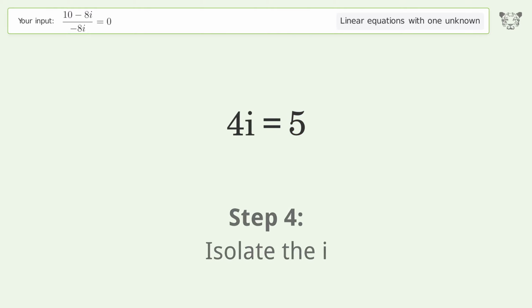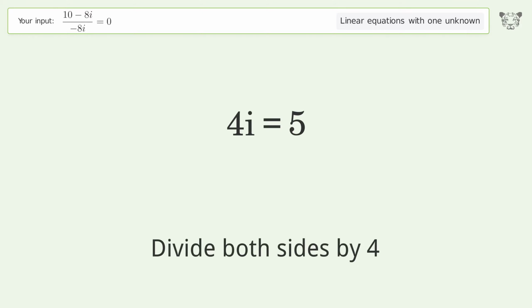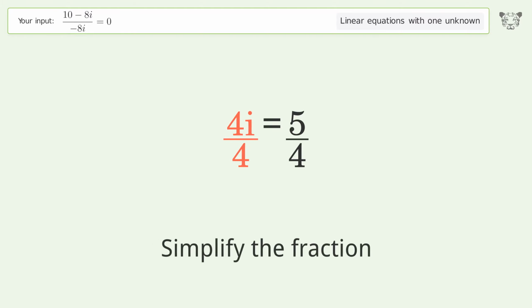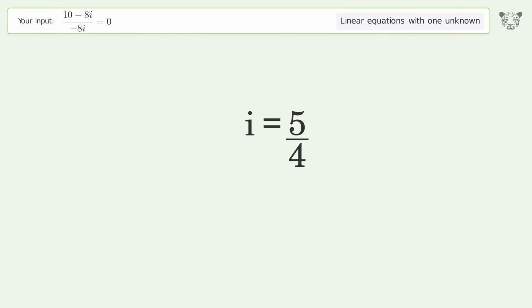Isolate the I. Divide both sides by 4. Simplify the fraction. And so the final result is I equals 5/4.